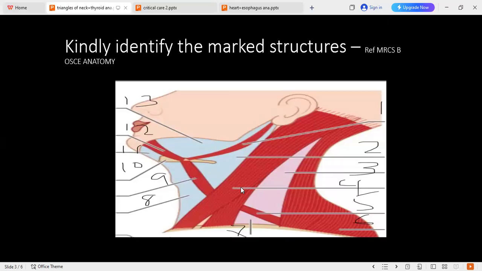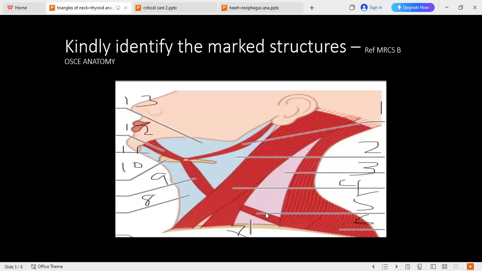Coming back to the posterior triangle, can you tell me into how many triangles the posterior triangle is further divided? It's two triangles, divided by the inferior belly of the omohyoid. One is the supraclavicular triangle, another is the occipital triangle. Okay. Please tell me the contents of the posterior triangle.